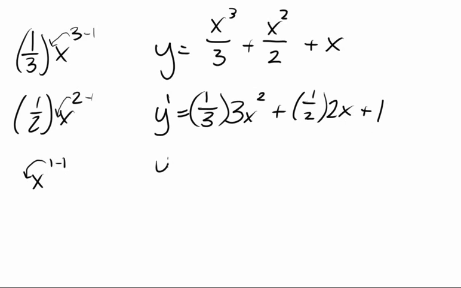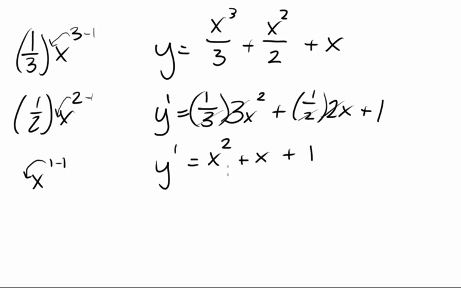And now we can do a little bit of simplification. This 3 will cancel out with that one, and so we're left with just x squared. This 2 will cancel out with that one, and we're left with just x, and then plus 1. So there's the derivative of this function, x squared plus x plus 1.